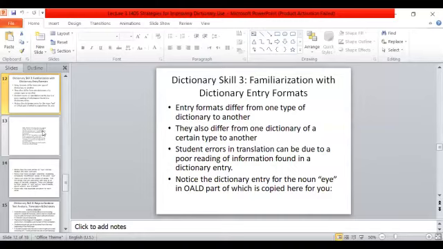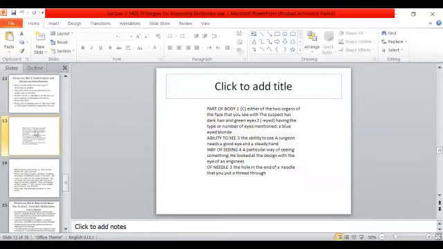Notice the dictionary entry for the noun eye. Here I'm going to give the dictionary entry for the noun eye in order to show you how the format of the dictionary is presented. So with Oxford Advanced Learner's Dictionary, he gives the different senses of the word eye in capital letters and also underlined. And then after each sense, he gives one number. So they come in numbers 1, 2, 3, 4, 5. And then he specifies the kind of noun. C means countable noun.